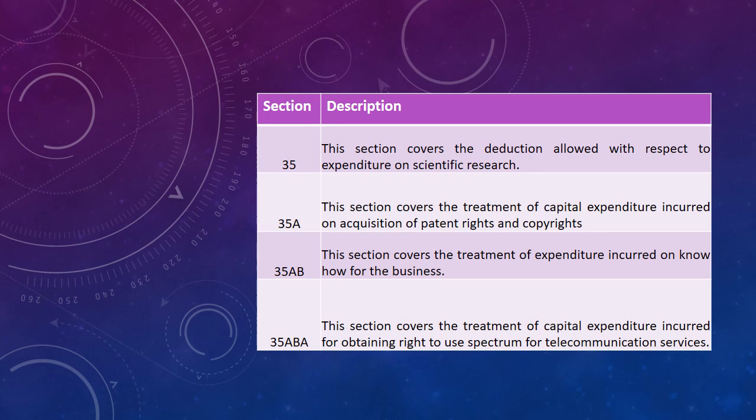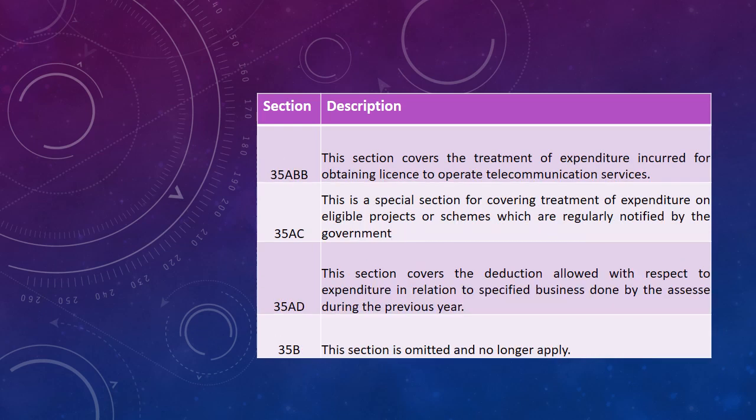Section 35ABA. This section covers the treatment of capital expenditure incurred for obtaining the right to use spectrum for telecommunication services. Section 35ABB. This section covers the treatment of expenditure incurred for obtaining a license to operate telecommunication services.